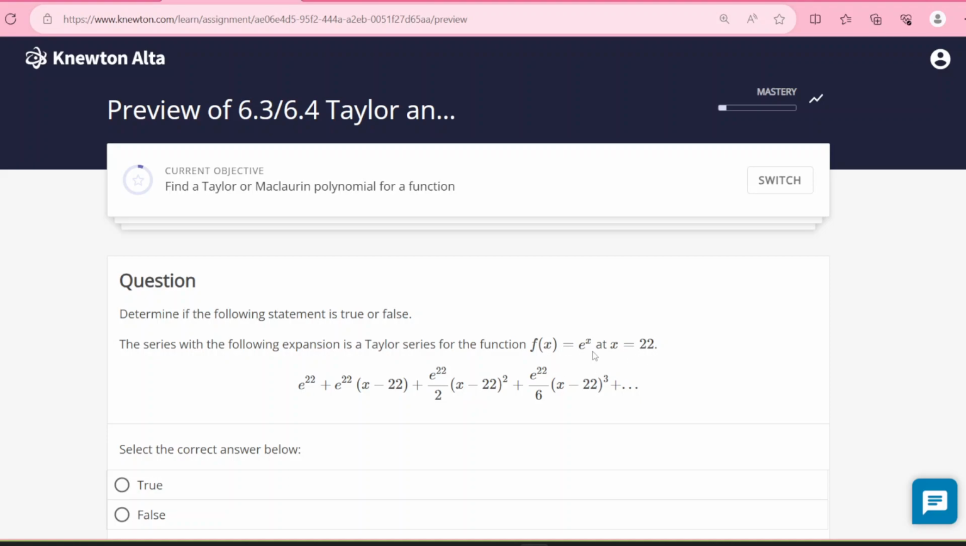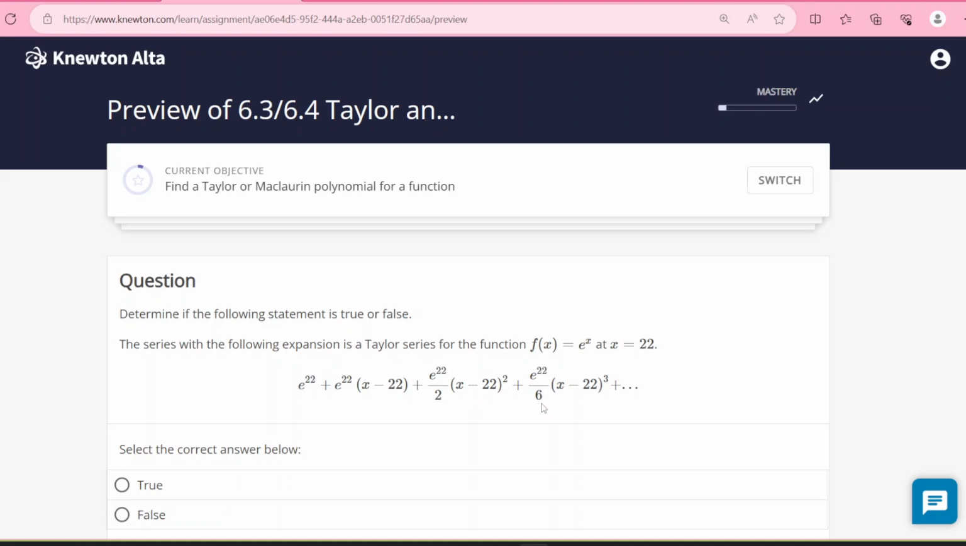Now, this is e to the x again, so all the derivatives, first derivative, second derivative, third derivative, fourth derivative, would be e to the x. And the center is at 22, right? So the value of all those derivatives would be e to the 22. You see that here, e to the 22 plus e to the 22 over 1 factorial plus e to the 22 over 2 factorial plus e to the 22 over 3 factorial is 6.